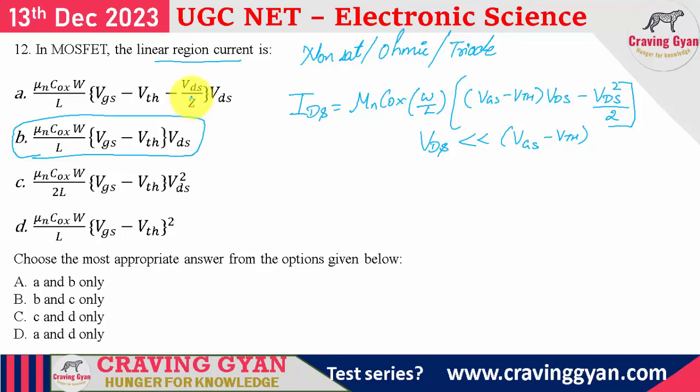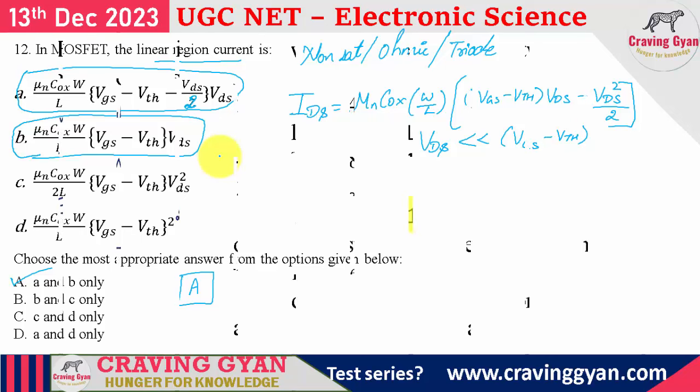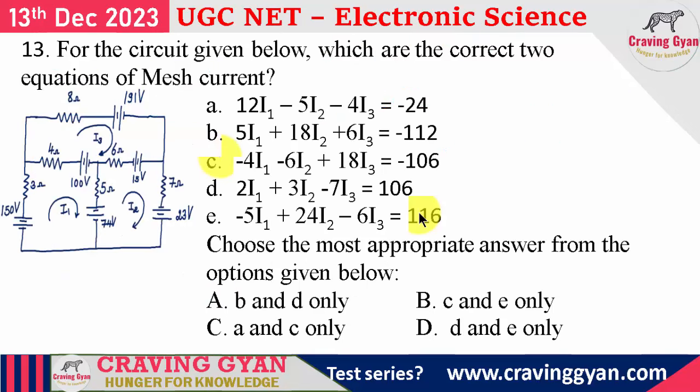Now, in the first option, it is not a printing mistake. It is 2. So VDS, you try to take it outside, and option A is also correct. A and B is going to follow, nothing but the first one. Next, suppose they would have specified a saturation region, then option C would have followed. In the first option and second option, if you want to consider the channel length modulation, into 1 plus lambda times VDS, this one term you have to remember. So for the 12th one, option A is going to follow.